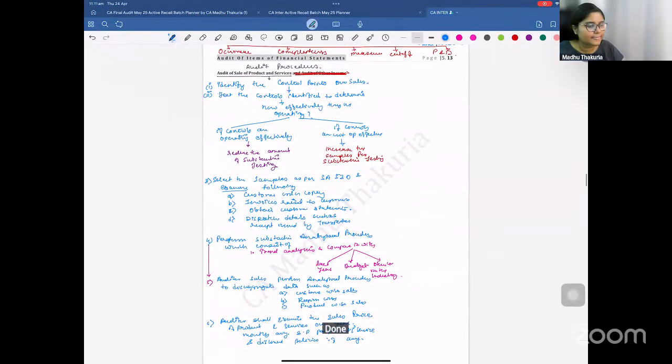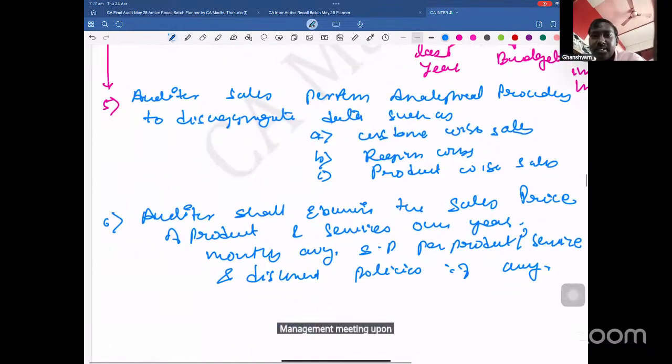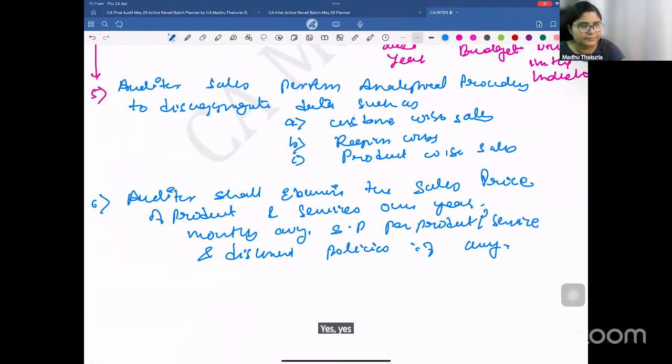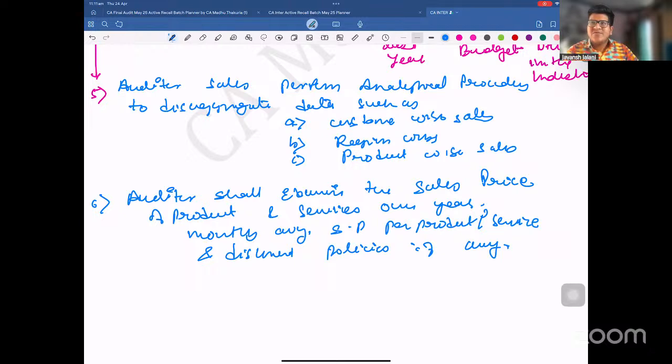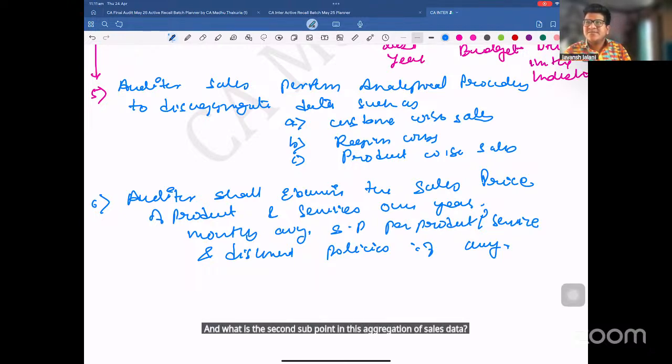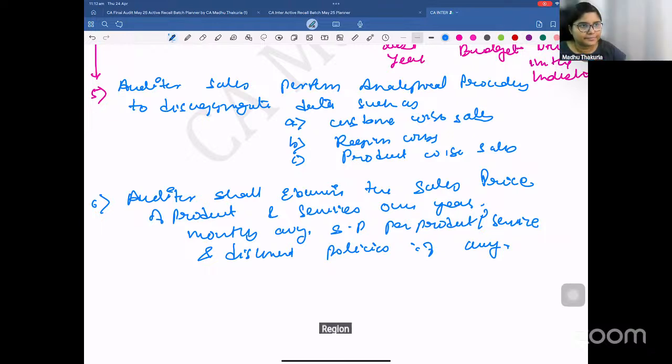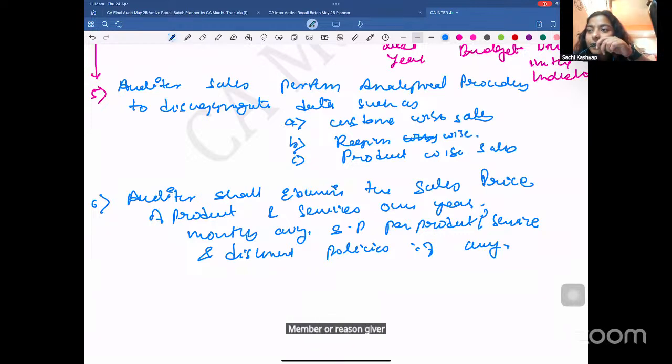Done, guys? Yes, ma'am. Let me get some water for a minute. Ma'am, last point. Yes, please. And what is the second sub point in this aggregation of sales data? Region wise. Ma'am, and what is it on the region? Customer wise.